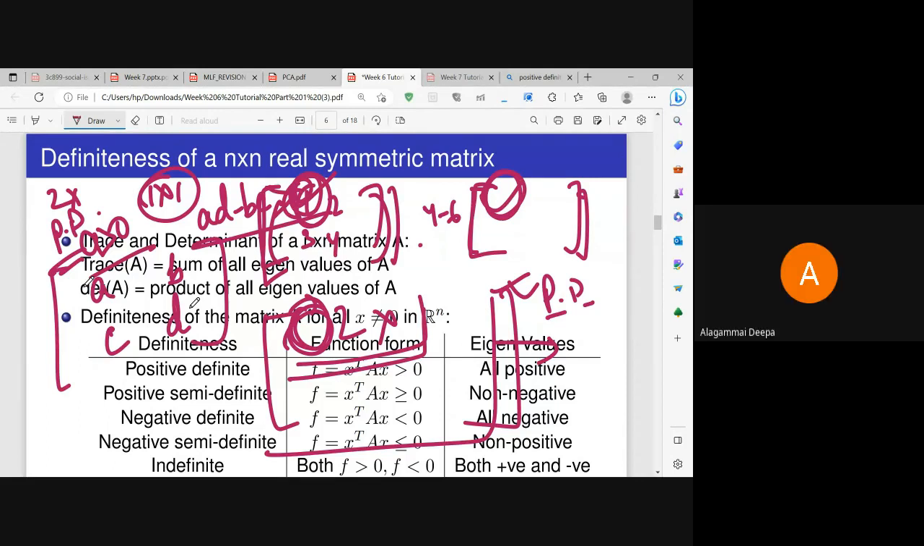Suppose for 3 cross 3, eigenvalues are 0 and 2, then it is semi-definite, sir.